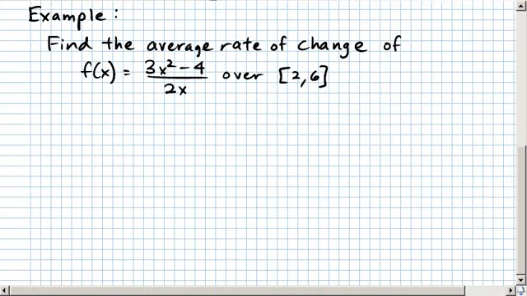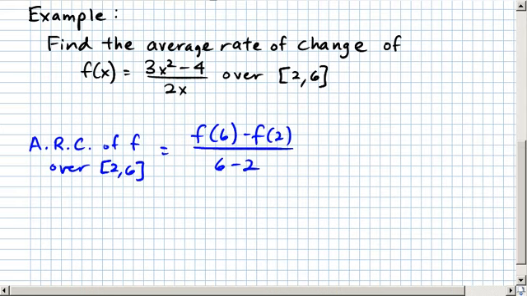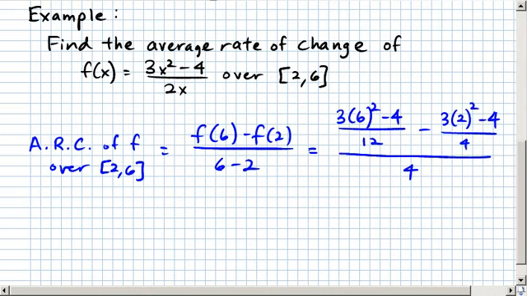Okay, so just a quick example. Suppose we just have some function I made up, 3x squared minus 4 over 2x. We want to find the average rate of change of that function over the interval from 2 to 6. Okay, so this is what we're going to be figuring out right here. We want to know what f of 6 minus f of 2 over 6 minus 2 is equal to. Alright, so substituting in the values, we have this. Okay, skipping some of the details, you're going to end up with 5/3.